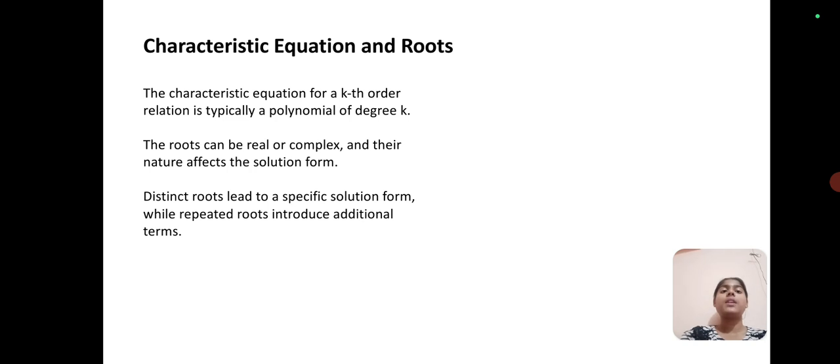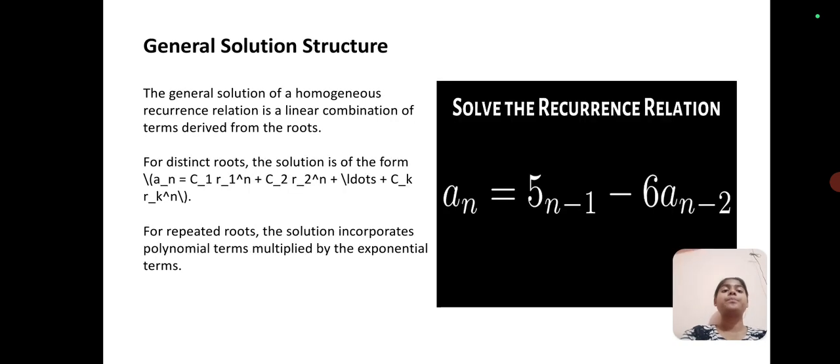Characteristic equation and roots. The characteristic equation for a kth order relation is typically a polynomial of degree k. The roots can be real or complex and their nature affects the solution form. Distinct roots lead to a specific solution form while repeated roots introduce additional terms.